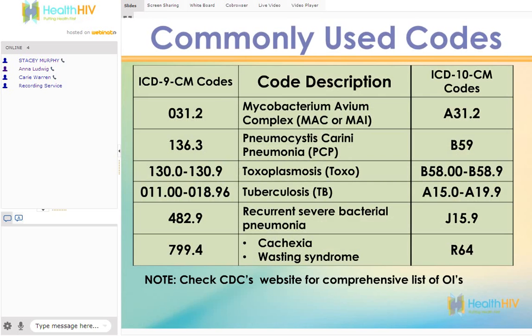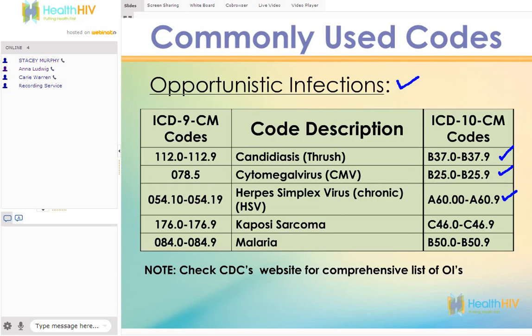So if you want the complete list, please be sure to visit the CDC's website. And then the CDC's website doesn't provide you with any codes. So if you are not a coding expert, you would just have one of your coders go to the code book and map the description of the opportunistic infection with a code, and then you will be able to assign a code for it. But these 2 slides just give you the most common codes.